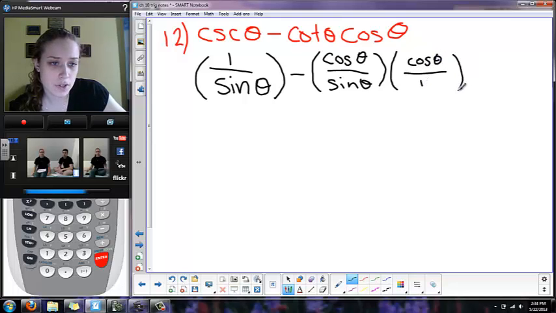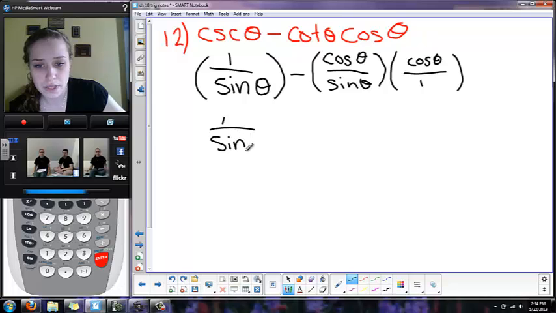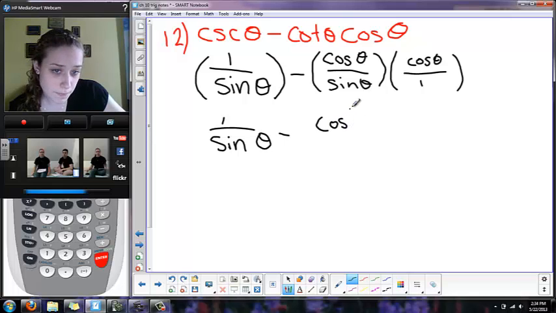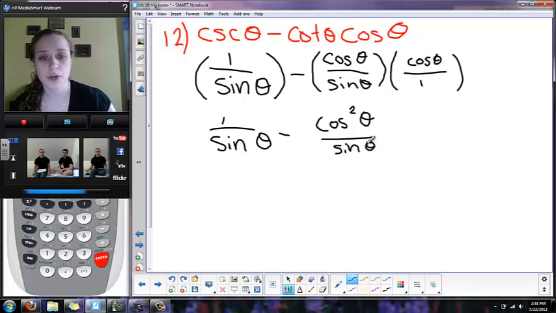Okay. So I can simplify this a little bit further. I can rewrite it as one single fraction because those are being multiplied together. So this is 1 over sine theta minus cosine squared theta, because cosine times cosine gives me cosine squared, all over sine theta. Now, multiplying and dividing are always the easiest because you can always just cross things out. When you're adding and subtracting, you need to make sure that you have a common denominator.